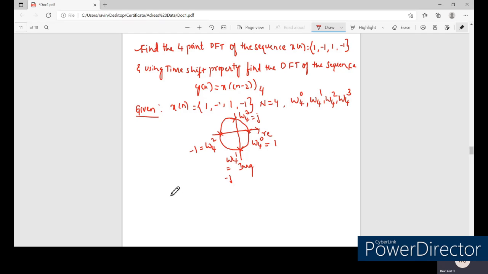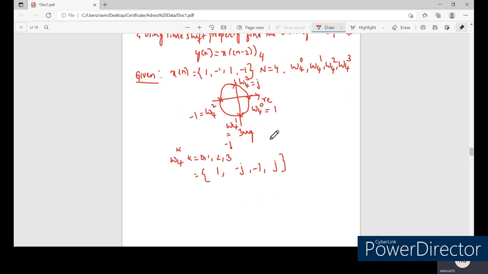Therefore, if you write the omega 4 power values, where k ranges over 0, 1, 2, 3, you will have the values 1, minus j, minus 1, and plus j. Okay, so these are the first things you are supposed to have.